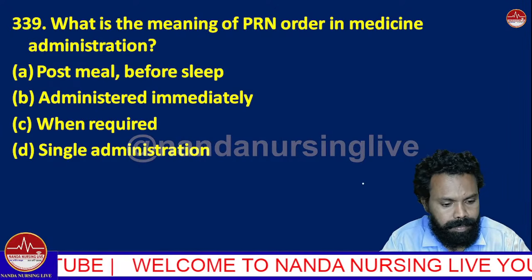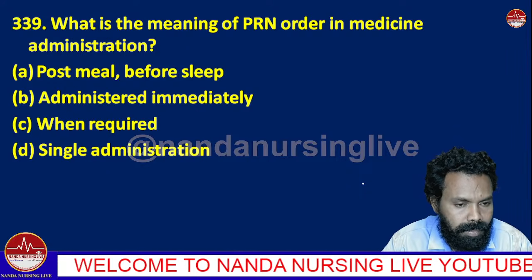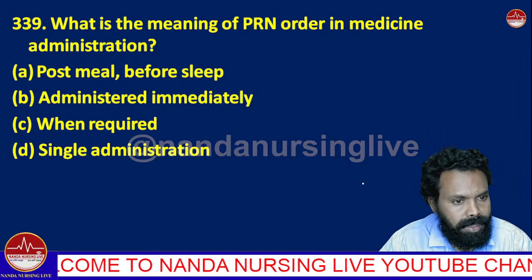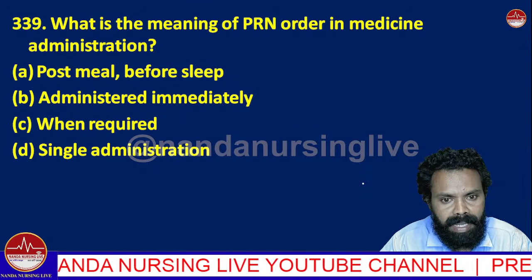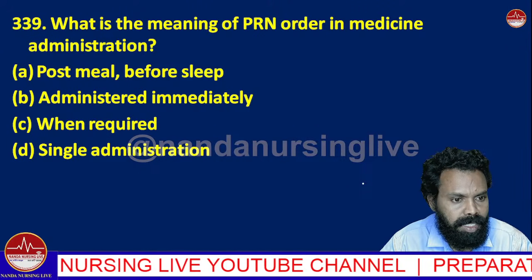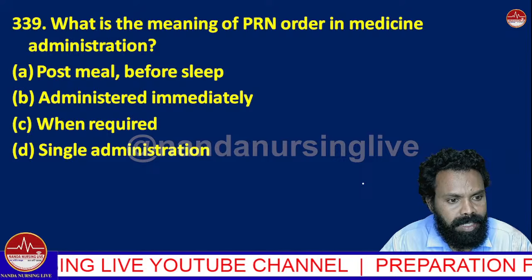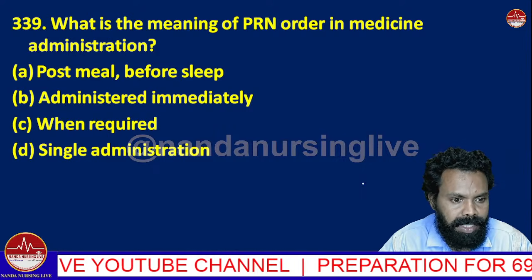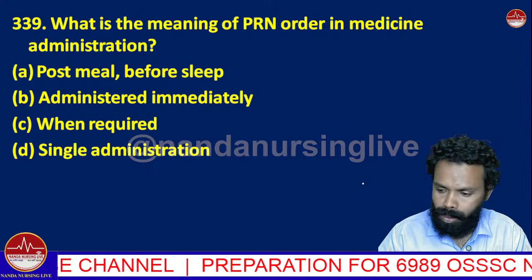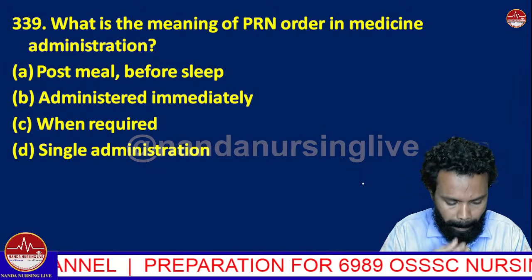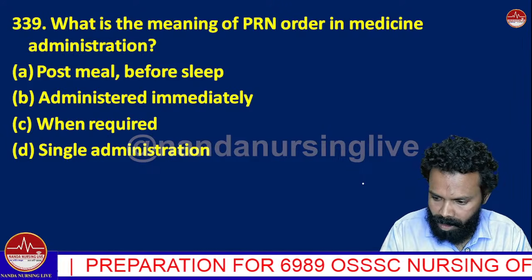Next question. Question number 339, what is the meaning of PRN order in medicines administration? Option A is post meal, before sleep. Option B is administered immediately. Option C is when required. Option D is single administration. So which option is the correct answer, beta? फटाफट answer करो.